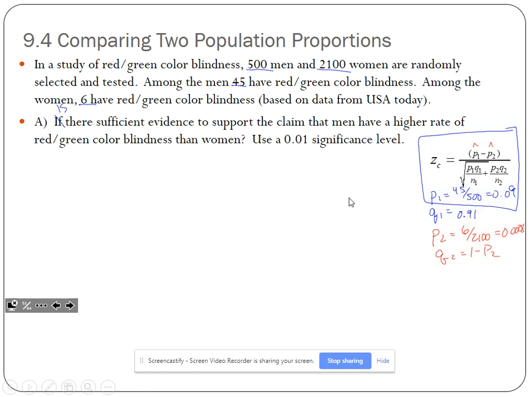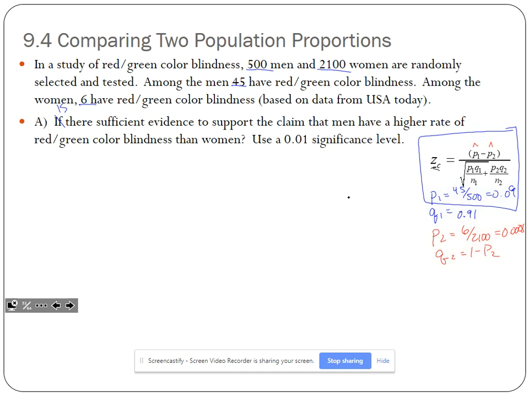I already started marking on this screen, and basically what I did is gave you the test statistic equation, where P1 would be the proportion of men, which is 0.09. Q1 is 1 minus that amount, or 0.91. P2 would be the proportion of women, and then Q2 would be 1 minus that amount.